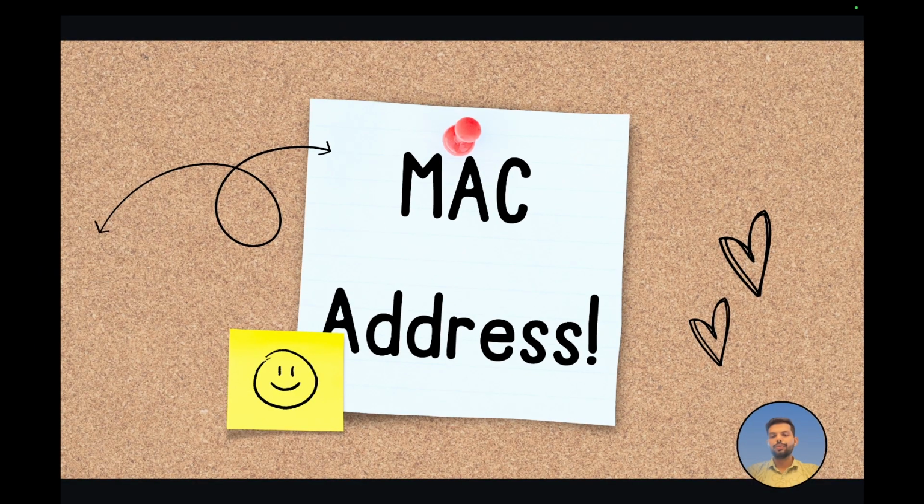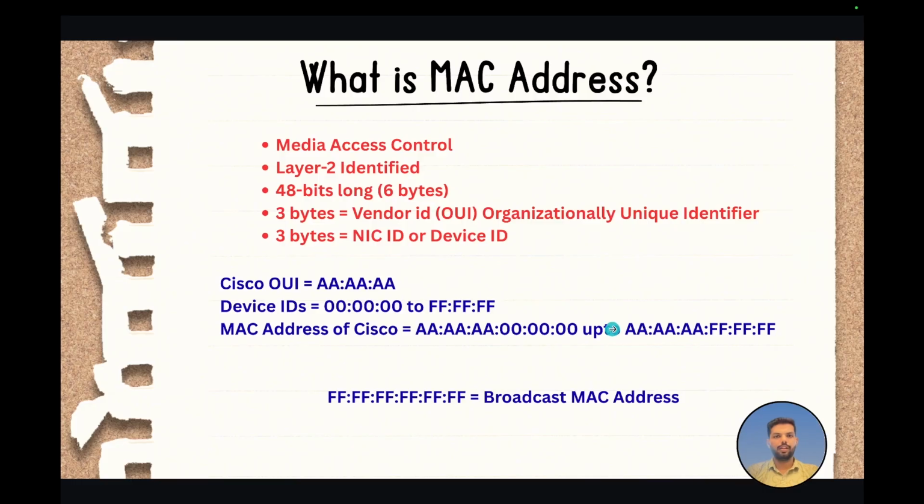Now let's get to know some useful stuff about the MAC address. MAC stands for media access control, and it is a layer 2 identifier. It is 48 bits long, or you can also say it's 6 bytes, and these 6 bytes are divided into 2 parts. The first 3 bytes are the vendor ID, which is called OUI, and the full form is organizationally unique identifier, and the rest of the 3 bytes are the NIC ID or device ID.